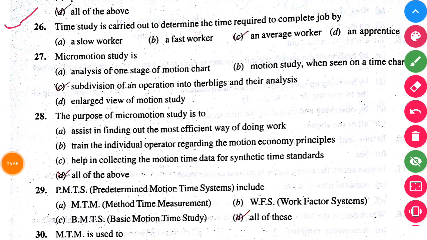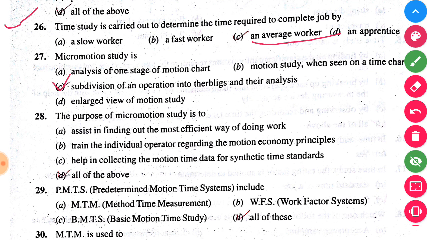The time study is carried out to determine the time required to complete a job by an average worker. What is meant by micro motion study? Micro motion study is the subdivision of an operation into therbligs and their analysis. Option C is the right answer.